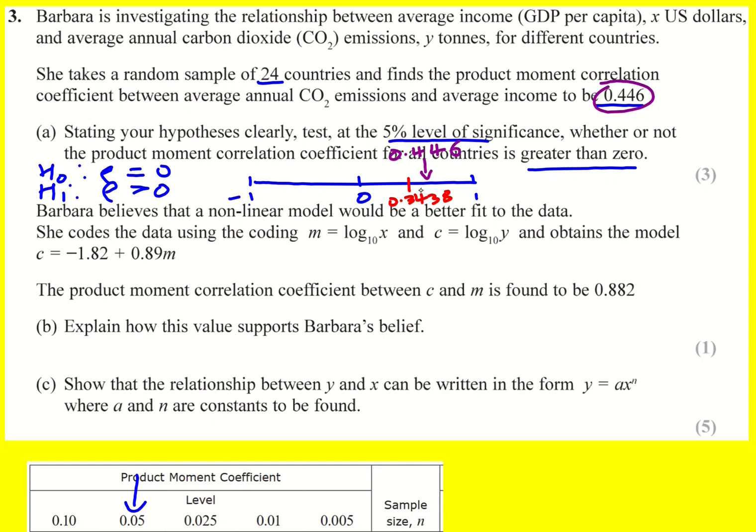So remember, any value above the critical value is going to mean that we reject H naught, and we can see we're in the critical region. So reject H naught. There is sufficient evidence at the 5% level that the population has positive correlation.